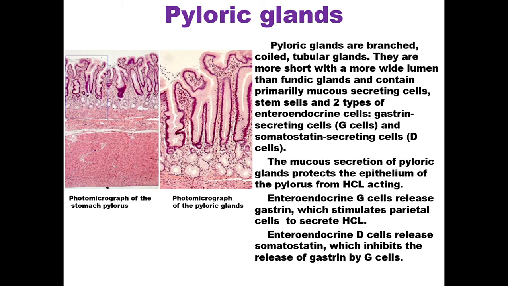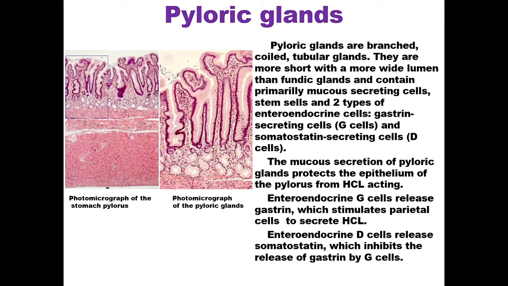Pyloric glands are branched, coiled tubular glands. They are shorter, with a wider lumen than fundic glands, and contain primarily mucus-secreting cells and also stem cells and two types of enteroendocrine cells, gastrin-secreting or G cells and somatostatin-secreting cells or D cells. The mucus secretion of pyloric glands protects the epithelium of the pylorus from hydrochloric acid action.